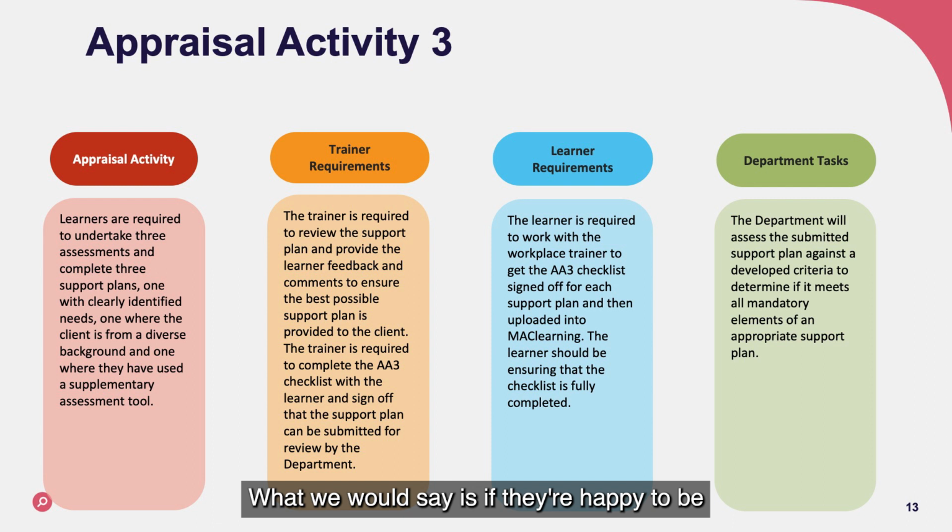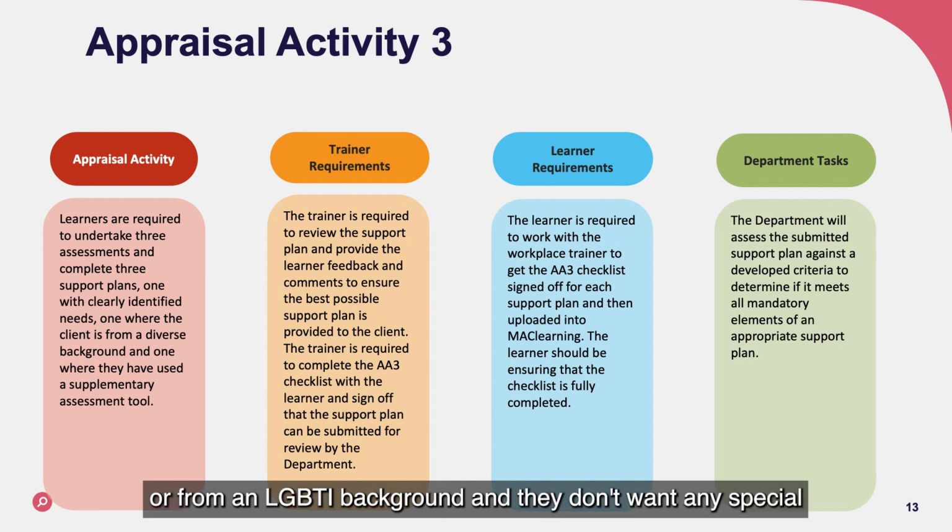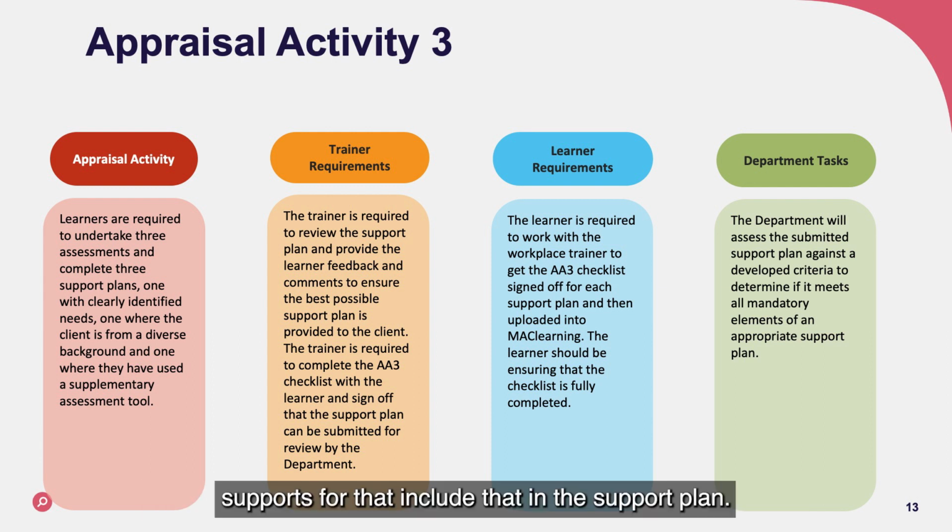What we would say is if they're happy to be identified as culturally and linguistically diverse or from an LGBTI background, and they don't want any special supports for that, include that in the support plan. That way it shows that you've acknowledged it, that you've had that conversation and there's nothing further to add, and that will be compliant through the support plan.